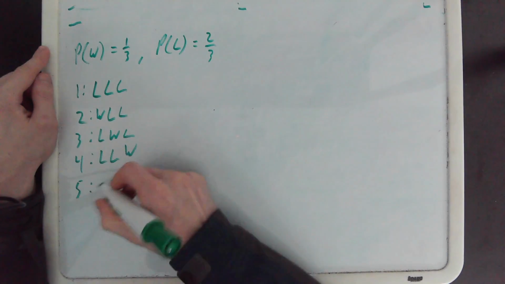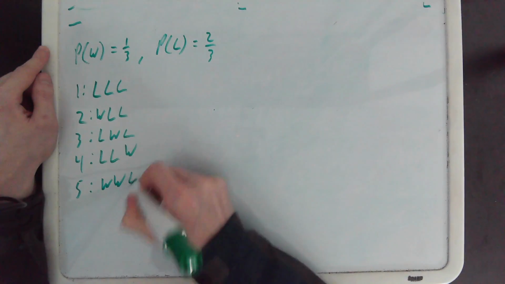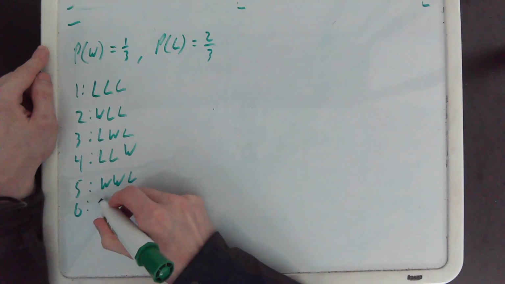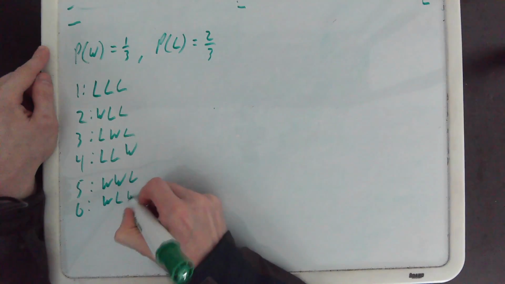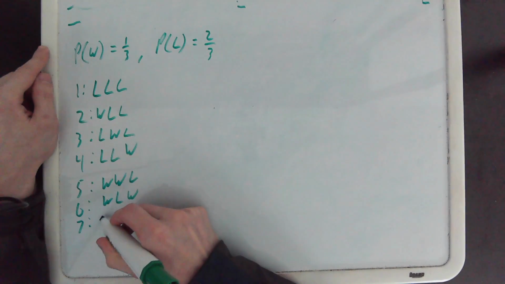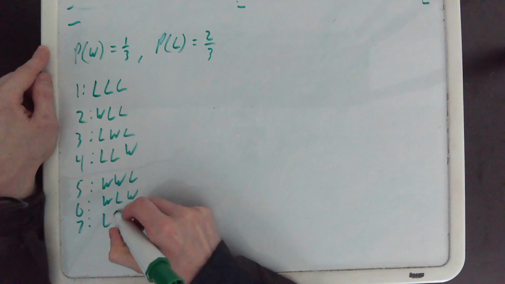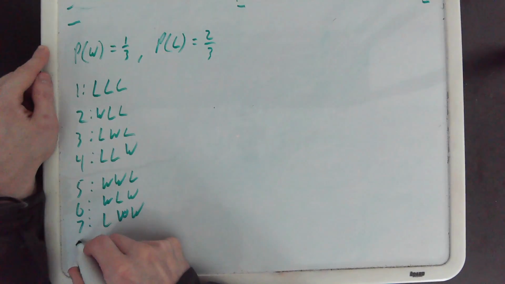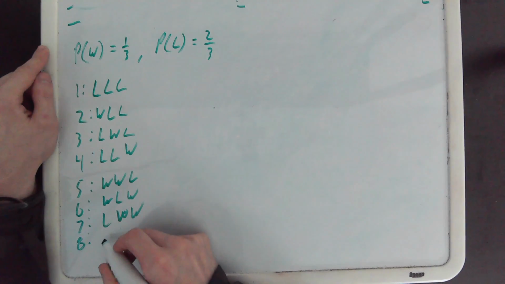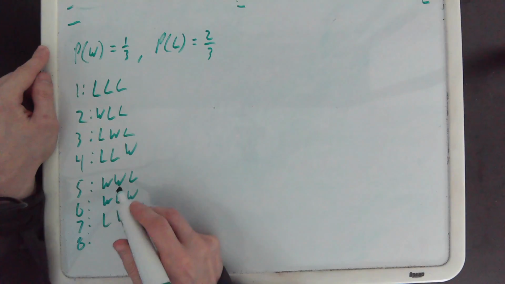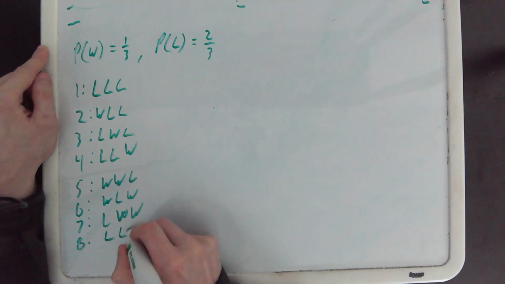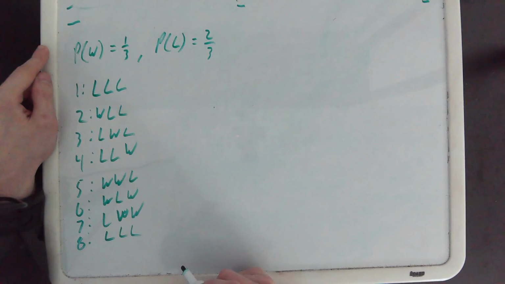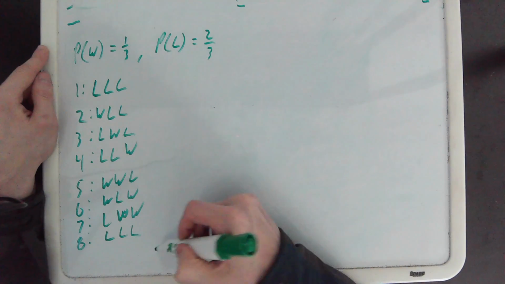Case 5, we could have 2 wins: win, win, lose. Case 6, we could have win, lose, win. Case 7, we could have lose, win, win. And then case 8, we could have lose, lose, lose. So these are all the ways we could buy 3 lottery tickets.